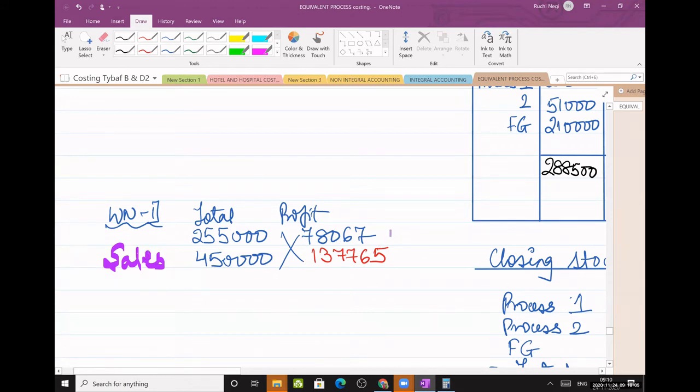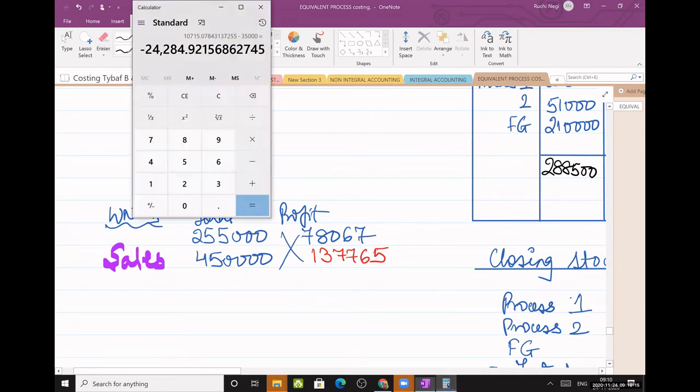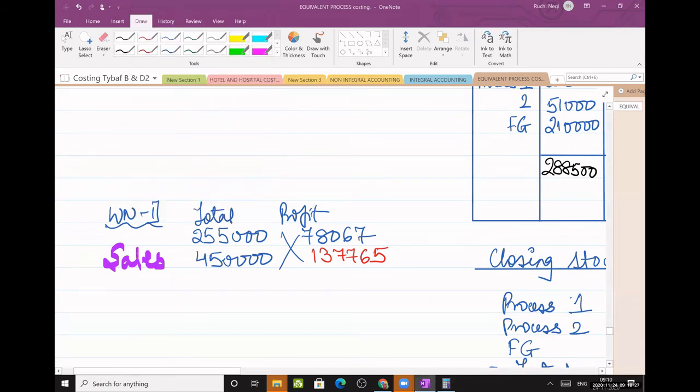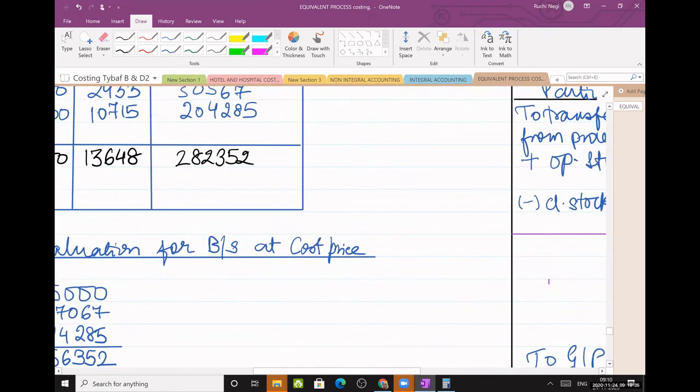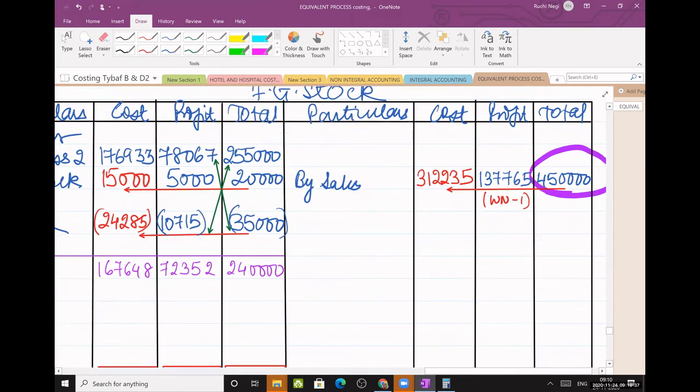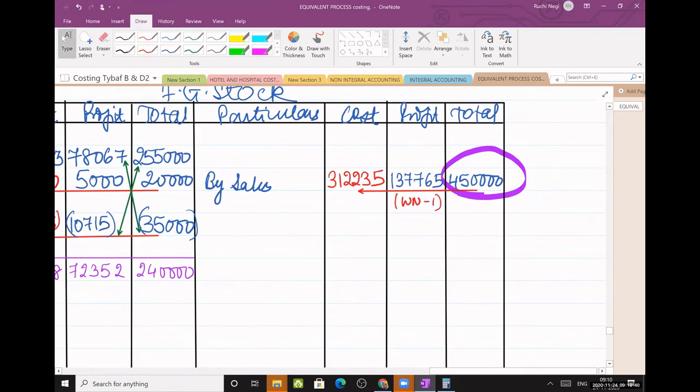So 2,55,000, now we just calculated profit is how much? 78,067. So on 4,50,000, how much cost to multiply? 4,50,000 into 78,067 divided by 1,55,000. So the answer is 1,37,767, which is my profit element in the 4,50,000 selling price. Write it here, working note number. Credit side, students.